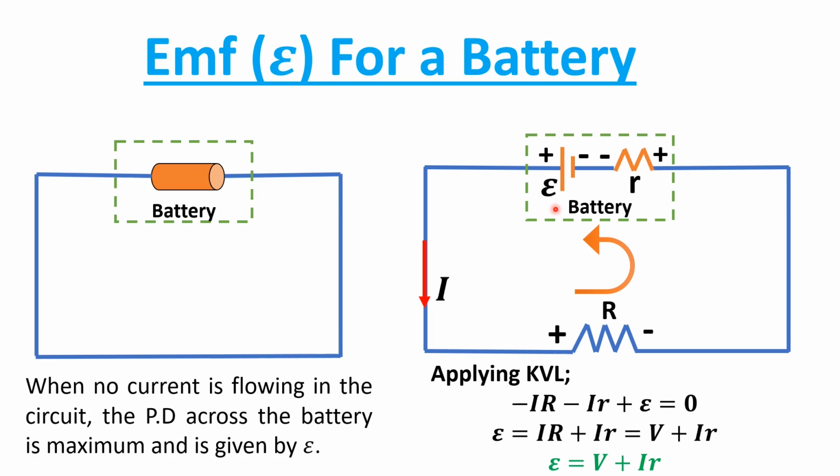For the EMF epsilon, the loop moves from the negative to the positive terminal, and hence we obtain positive epsilon at this level. We equate all of these components to 0, so we have summed all the potential differences in this circuit, and we equate it to 0 according to Kirchhoff's voltage law, which says that the sum of all the PD drops in a circuit must always be equal to 0. If we make epsilon the subject of the formula, we obtain epsilon equal to V plus Ir, and this expression is known as the EMF of a battery.